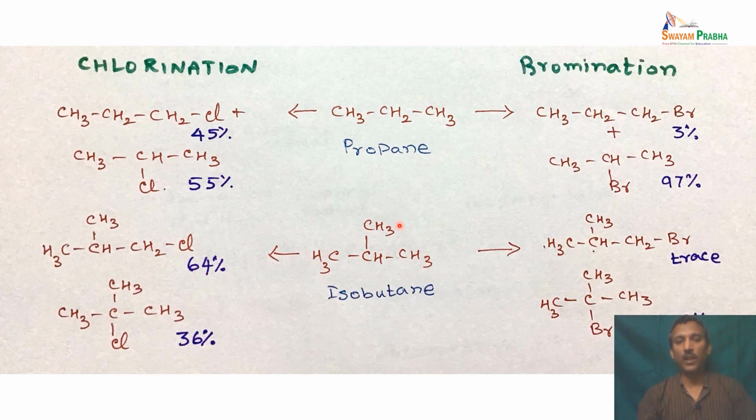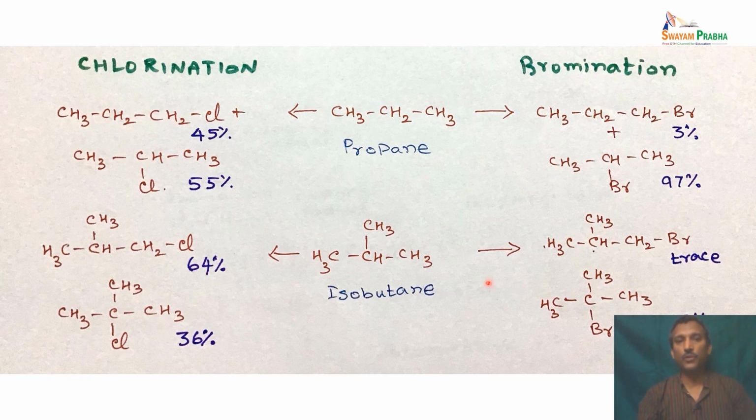In the same way, isobutane also undergoes chlorination to give a 65-35 ratio of the primary and the tertiary chloro derivatives, whereas when we take the bromination, we get only a trace amount of the primary alkyl bromide. In other words, we can say this is not at all formed. It is formed in very minute quantities, but the tertiary bromide is formed in large excess, 99+%.